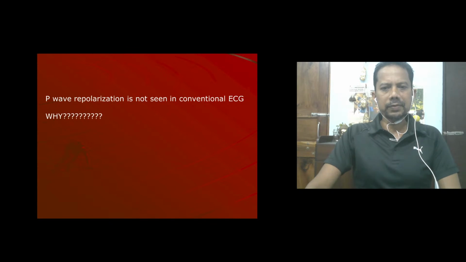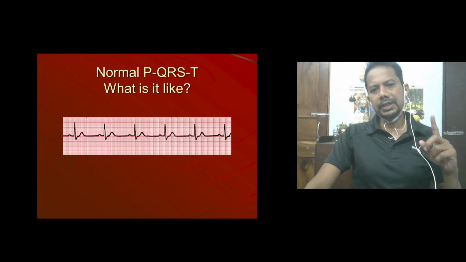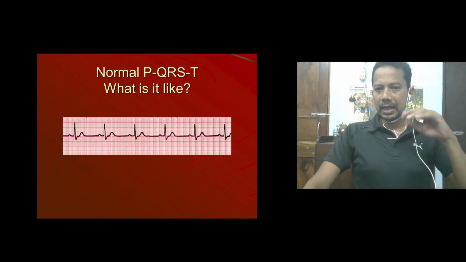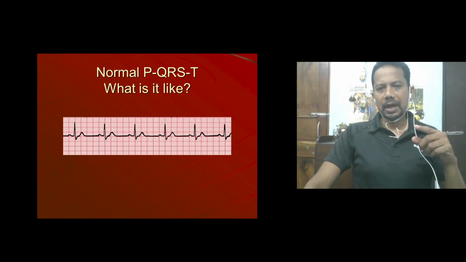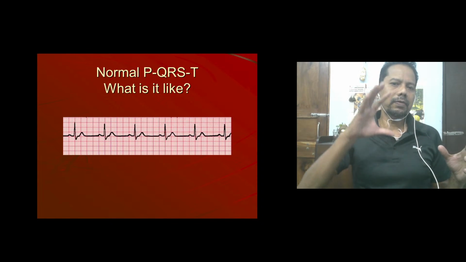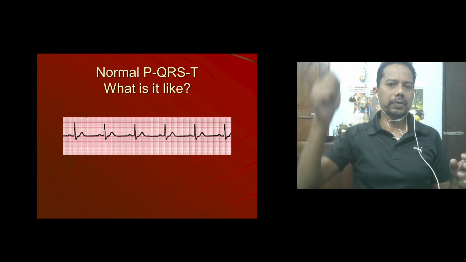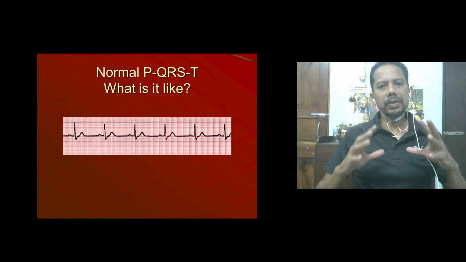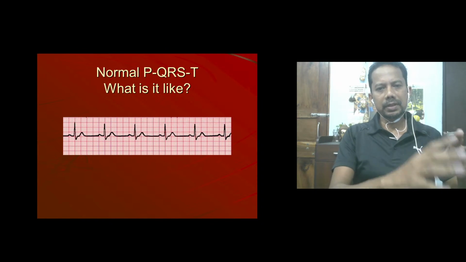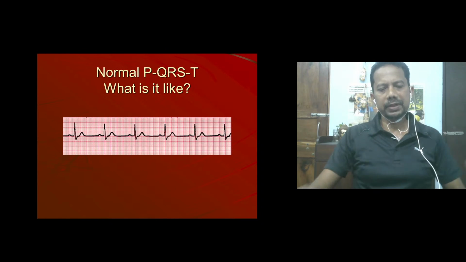Sometimes you will ask, where is the P wave repolarization? You will not see atrial repolarization in the ECG, because at that time the LV is depolarizing, and the left ventricle is very bulky, because it has to pump the blood into the whole of the body. It is very muscular, and it overpowers the atrial activity.